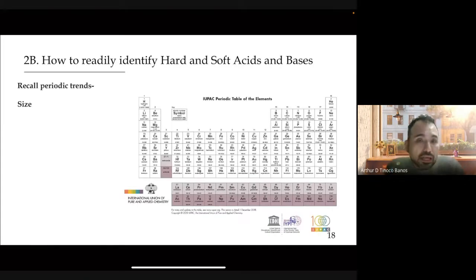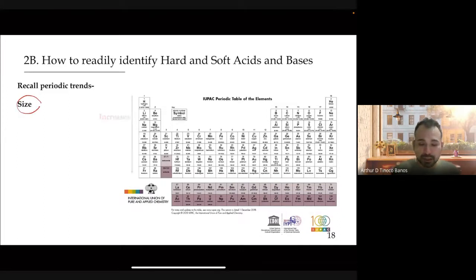Well, let's look at a periodic table, and that's going to be really important. We have to recall some periodic trends that you were taught in general chemistry. These will hold true in helping you get through some of the basic understandings of what defines these types of species.